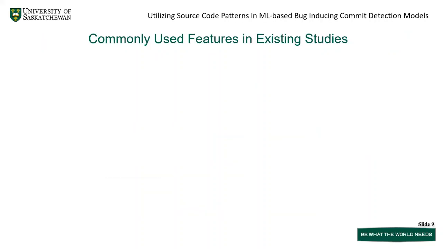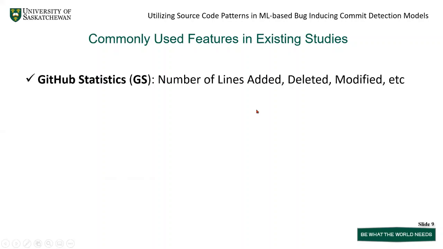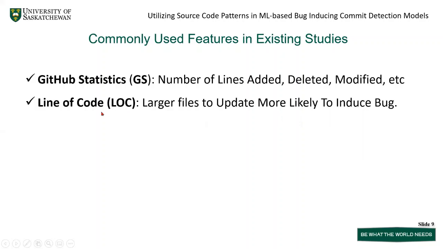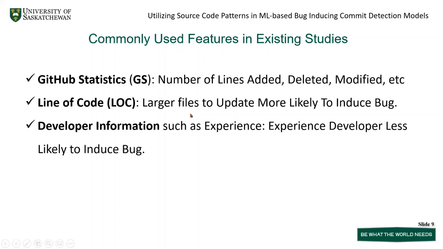Now let's get introduced to the commonly used features in existing studies. We found the existing studies use some statistics from the commits, such as how many lines have been added, how many lines have been deleted, and how many lines have been modified, as the feature values. Some also use total lines of code, LOC, and the key rationale for this feature is that a bigger file is more likely to be buggy. There are also some studies that have used developer information, such as the idea that experienced developers are less likely to induce bugs.